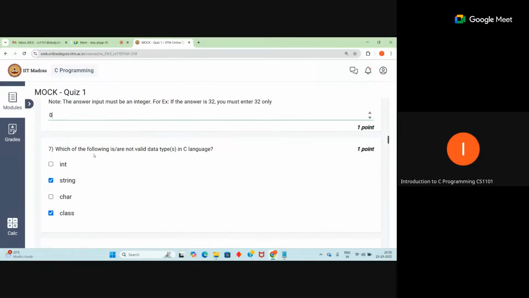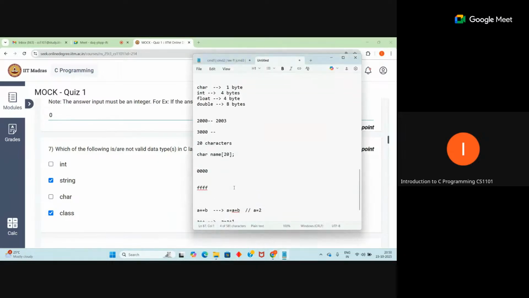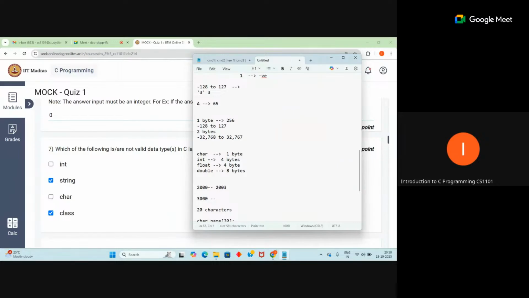Next. Which of the following is not a valid data type in C language? The basic data types available in C language are only these 4: char, int, float, double. So there is no data type called string. There is no data type called class. String is nothing but a set of characters only. Whereas class, the equivalent of this is a derived data type which we call a structure. So these two are not valid data types in C language.